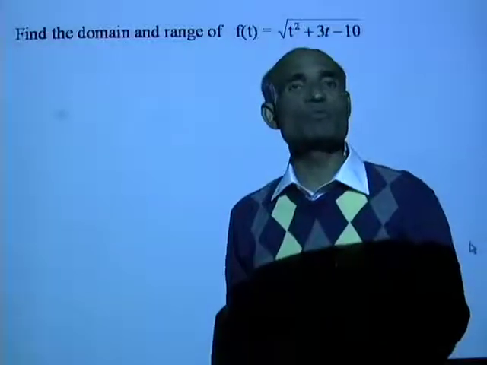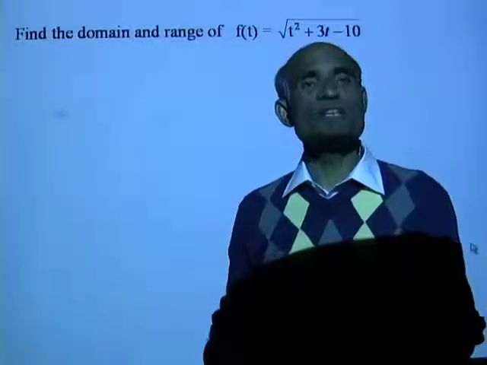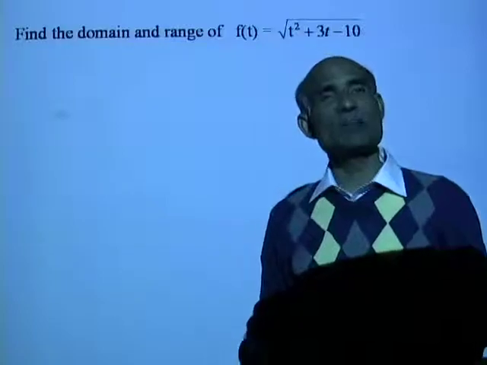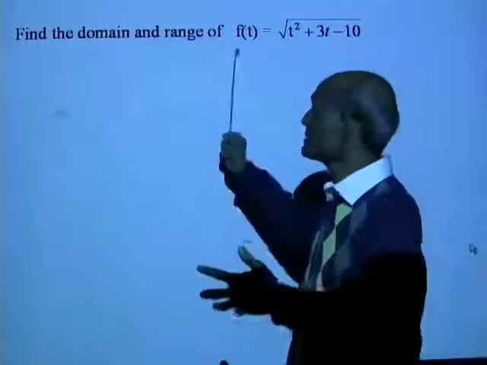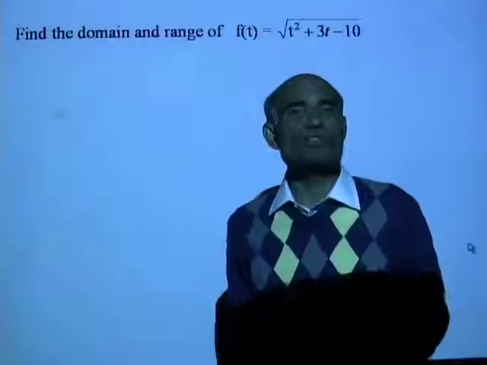f of t equal to square root of t squared plus 3t minus 10. How do you find the domain and range of such a function?